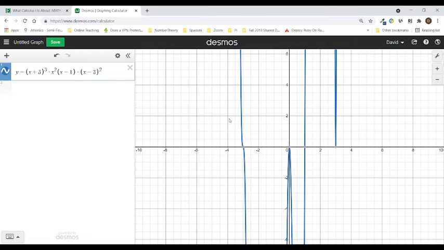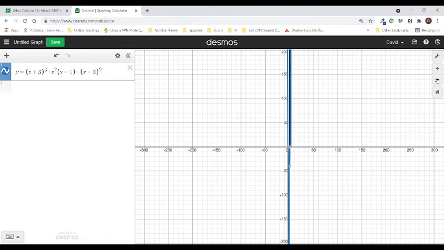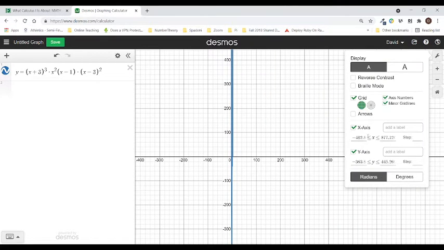Now you can see that this is going up and down off the graph. So what I'm going to do is zoom out a bit until I'm pretty sure I have all the bumps and curves and stuff. But now it's so skinny I can't see it. So I'm going to go here and I'm going to change the x-axis.